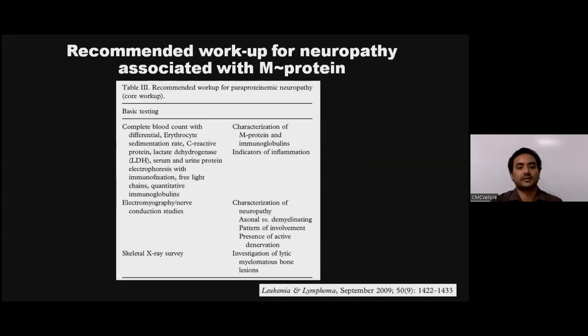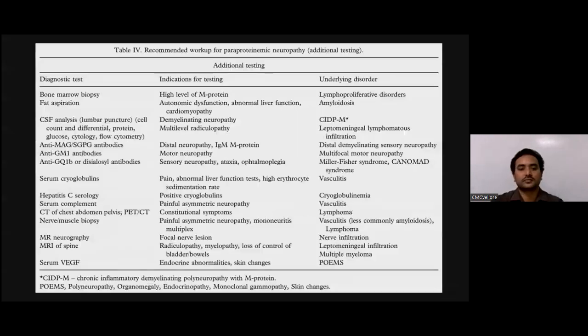So the recommended workup, the usual basic testing for paraproteinemic neuropathies, will be CBC, ESR, CRP, electrophoresis, free light chains, and quantitative immunoglobulins. That itself will characterize it, but qualitatively we need to get an IFE. And a skeletal X-ray survey is very important, mainly to detect an osteosclerotic myeloma or plasmacytoma.